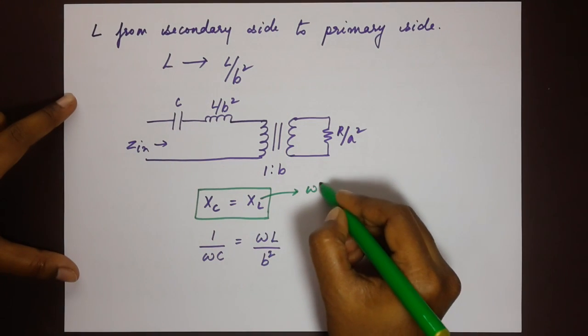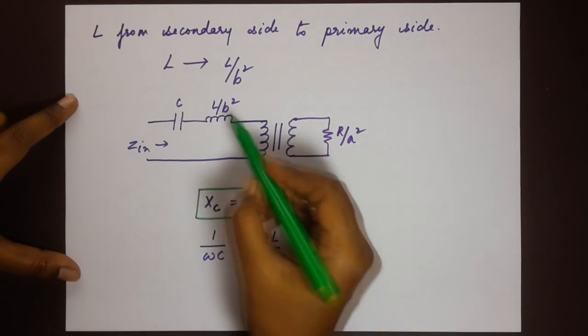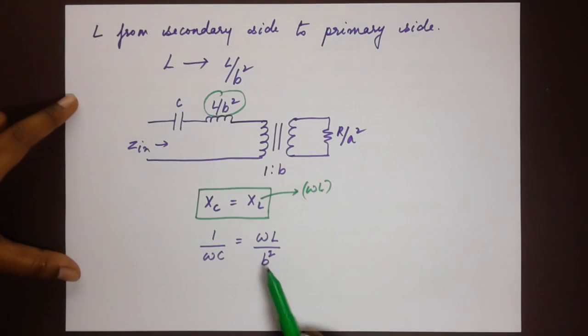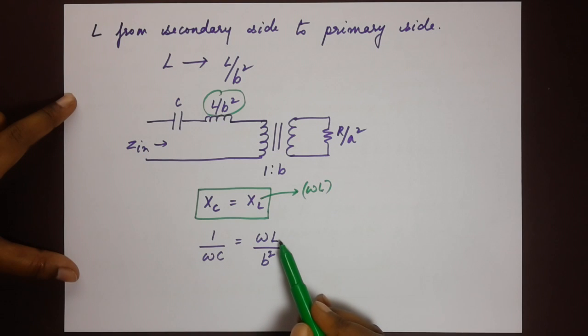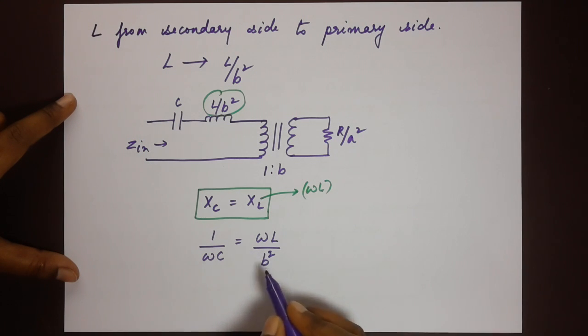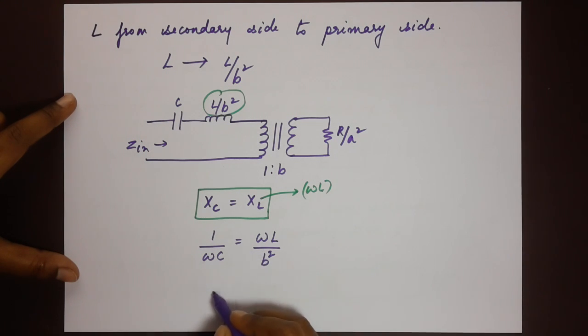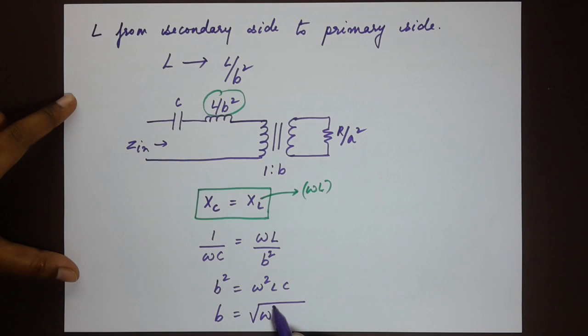XL is omega L. But here, L is L by B square. So we substitute that here and we get it as omega L by B square. Now let's cross multiply and isolate B. We will obtain B square is equal to omega square LC, or B is equal to root omega square LC. I think we can leave it this way for now.